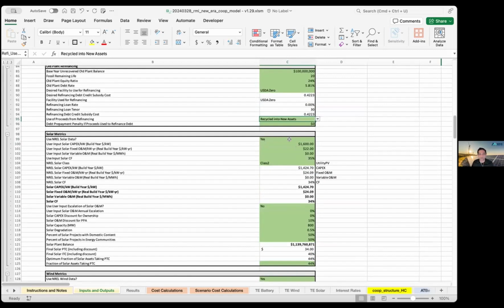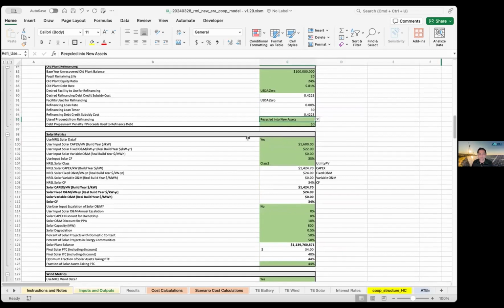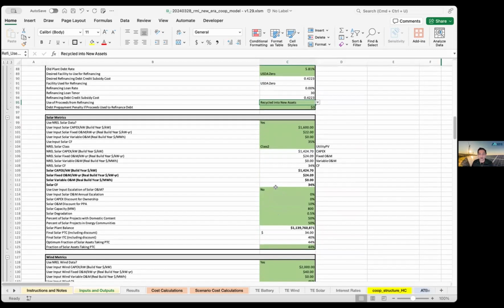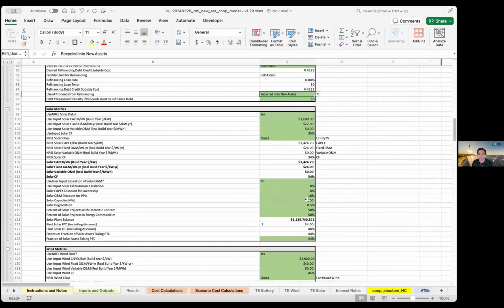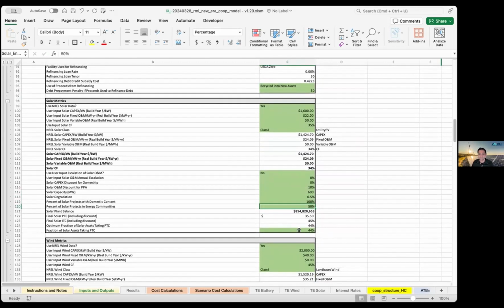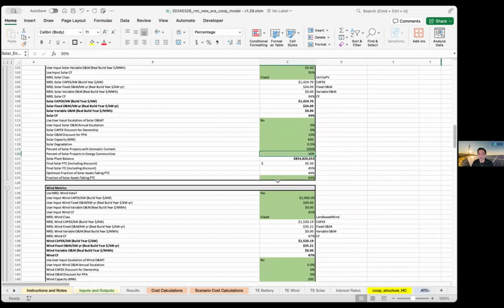Next, I'm going to use NREL data again, but I'm going to assume that this portfolio of assets has a different amount of solar. So I'm going to assume that this is about 600 megawatts of solar. But I'm going to assume that in this future year, I've got a greater chance that this is going to be domestic content. And I know that half of them are still in energy communities. So that's the change I'll make.